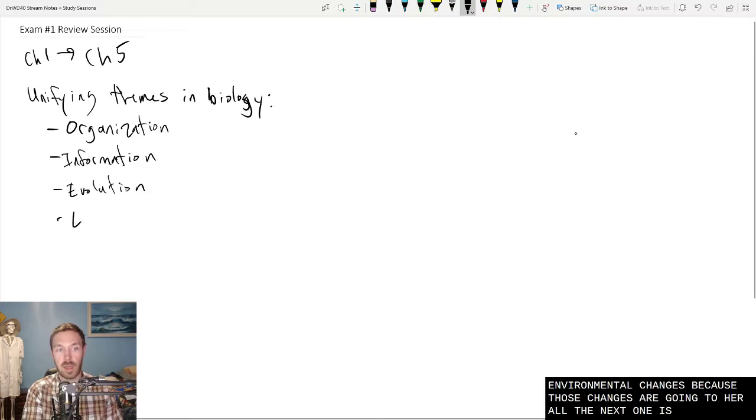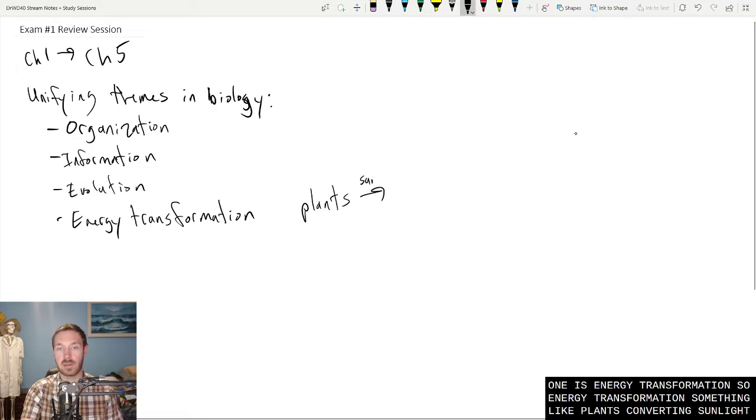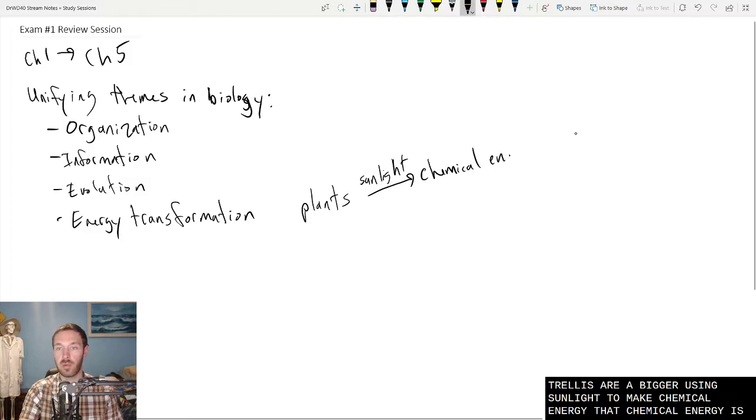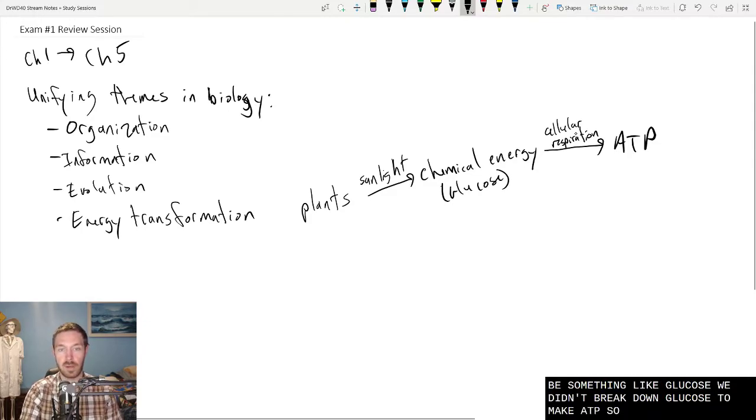The next one is energy transformation. So energy transformation, something like plants converting sunlight, using sunlight to make chemical energy. That chemical energy is then broken down by us. So then this goes through cellular respiration, which we'll talk about later, to turn it into kinetic energy by using ATP. So this chemical energy here would be something like glucose. We then break down glucose to make ATP. So this is all an energy conversion process.